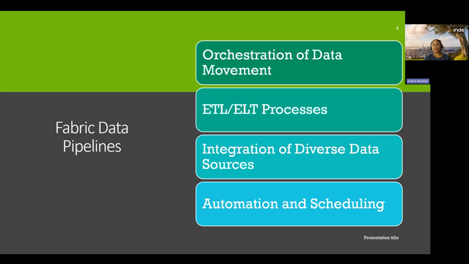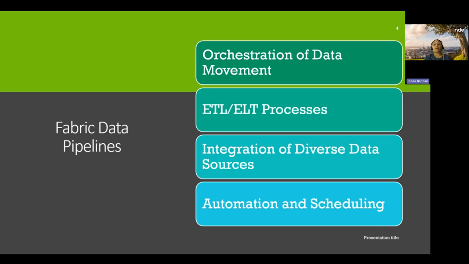For this, we use something called ETL or ELT processes. ETL is extract, transform, and load. First you extract the data from the source, then you transform it and then load it into the destination. That is the extract, transform, and load part of it. And what is ELT? ELT is extract, load, and transform. You extract the data from the source, load it into the destination, and then go and transform it.